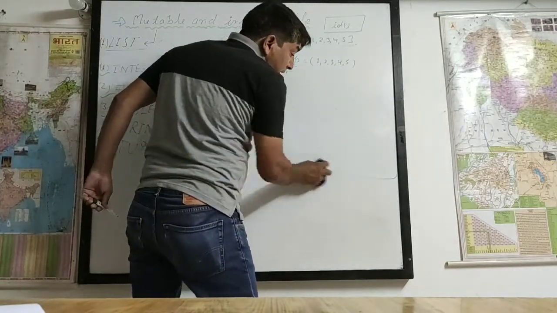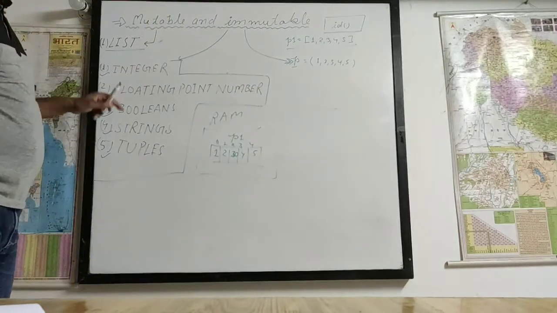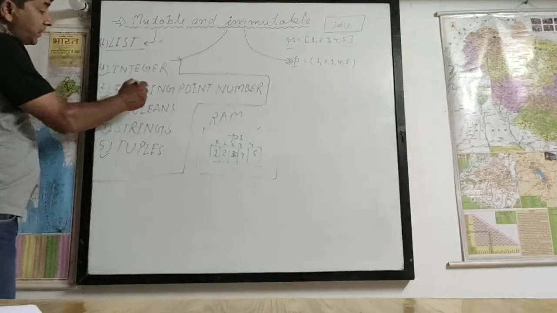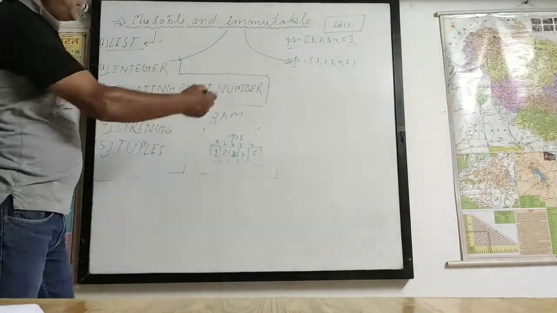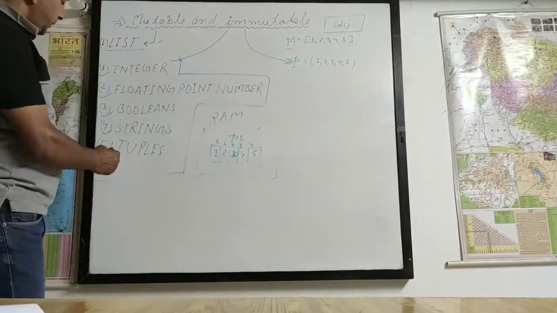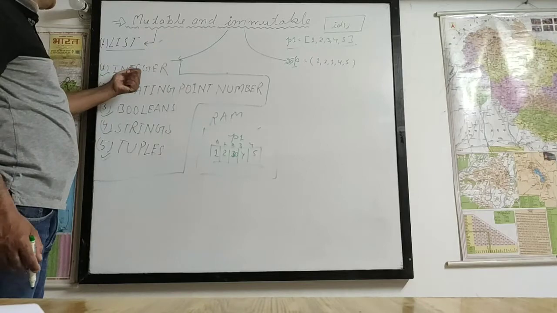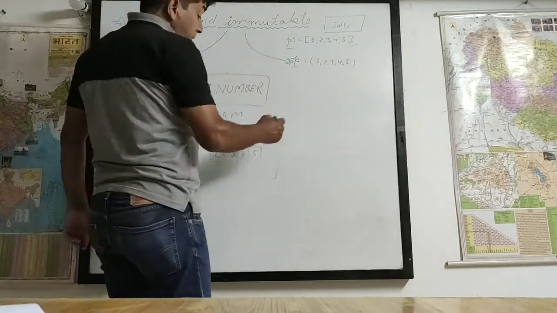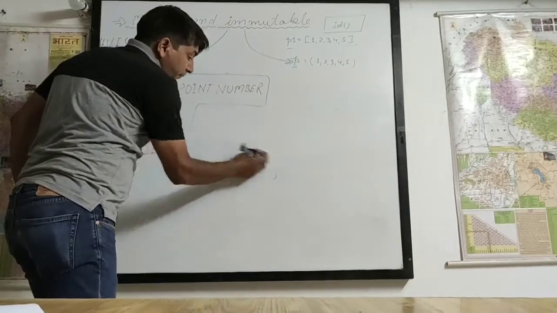Now we are talking about the next one, the immutable types: integer, float and boolean and string and tuple. I already discussed the tuple, so tuple is completed. Now I talk about the integer. How is it not modifiable? We just see the result, what the result displays.